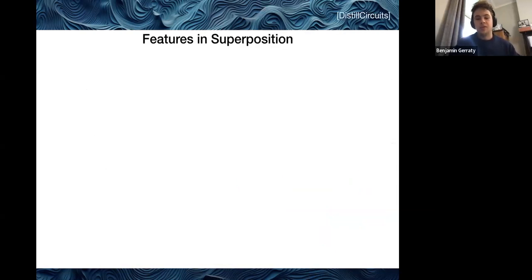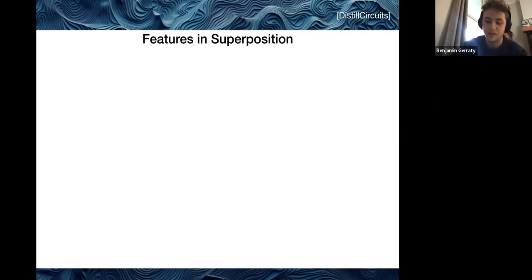Okay, so now we come to the main topic of today. So this all sounds great. We've got networks, they've got features, they form circuits. It seems to appear across multiple models. What's the problem? Why is this so hard? So the issue is that most of the time, neurons in networks do not form these nice interpretable features.